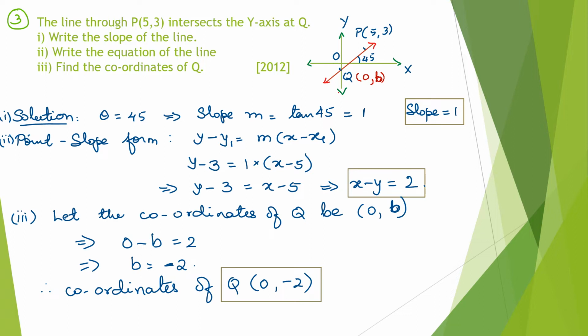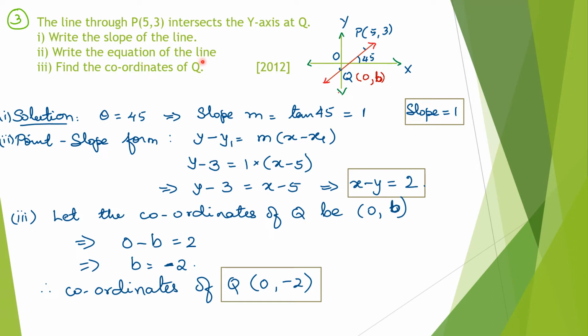First and foremost, what is the slope of the line? Since theta is equal to 45 is given to us, very straightforward. Slope m is equal to tan 45, which is equal to 1, and therefore I'm writing down clearly over here slope is equal to 1, so that when the examiner is correcting, we can simply look at slope is equal to 1 and give you the marks.